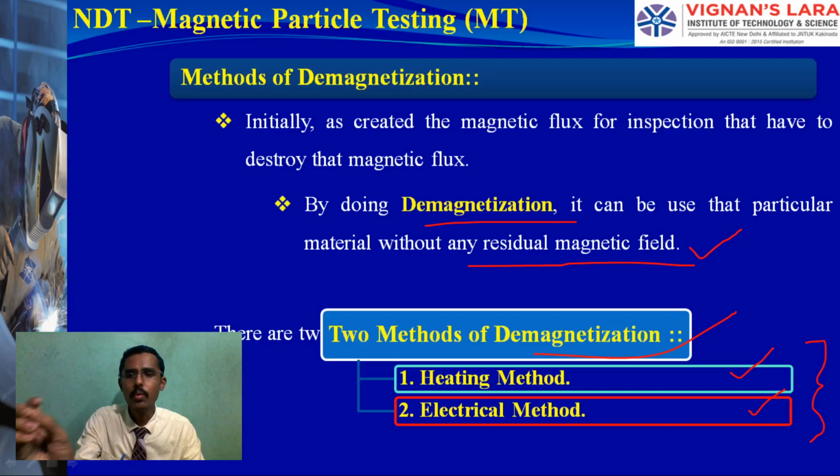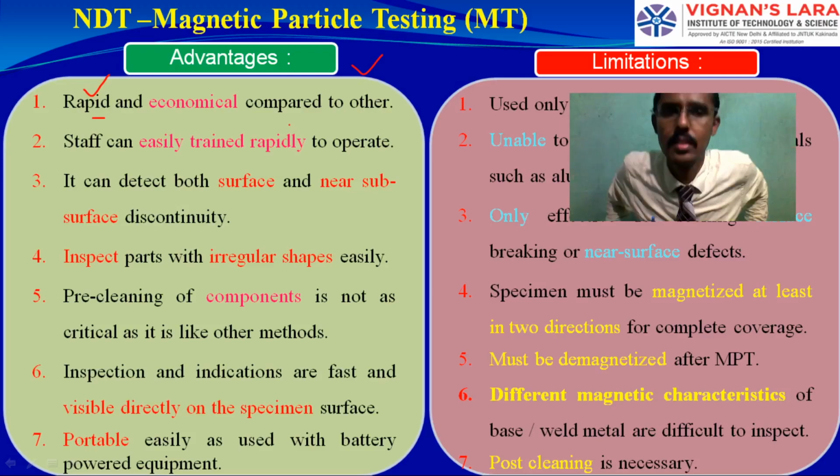So now we are coming to the last point, advantages and disadvantages. First I am reading the advantages. It is rapid and economical compared to other processes, because we quickly get the magnetizing, and then we pour the particles, they are going to attract, and we are going to get the result. So it is very simple.